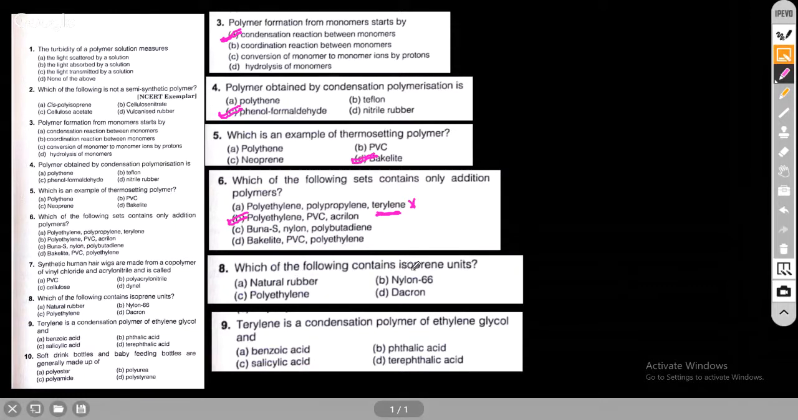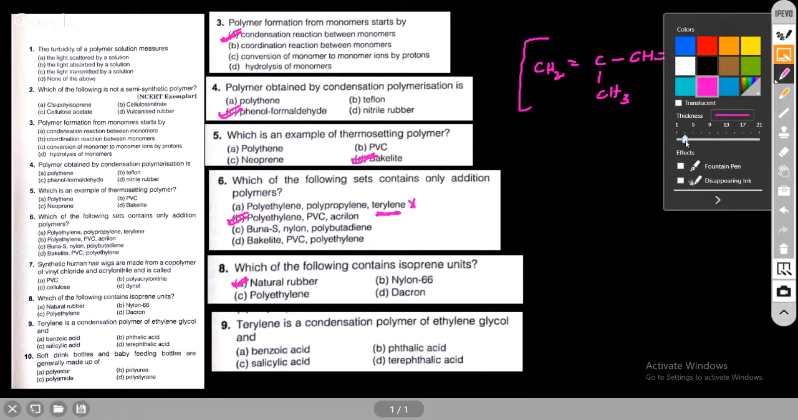Which of the following contains isoprene units? What is isoprene? Isoprene units are in natural rubber. Isoprene is this one. I'll write down here CH2=C(CH3)-CH=CH2, with CH3 on the second carbon. This is isoprene. All these things are there in your notes. You can check.